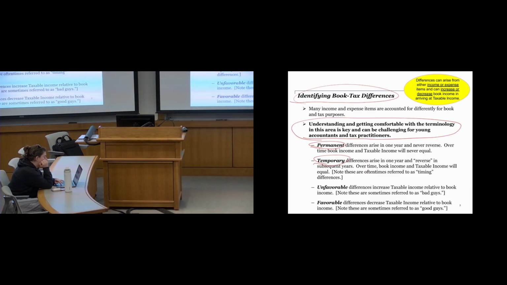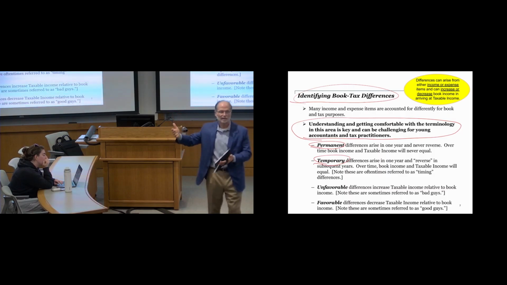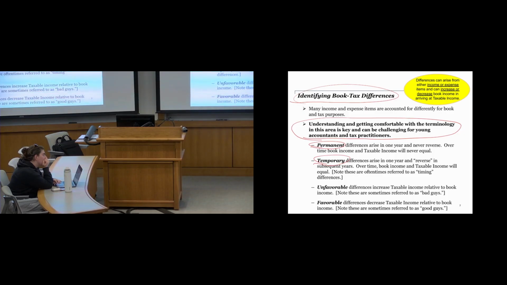It might start off as one's higher than the other, but for them to equal, they have to switch. That's when people call that reversing. The timing difference is reversing, i.e. it's catching back up because you've got to get to the same number in that instance. So permanent never equals over time. Temporary always equals over time. And you're going to be one of the two. The difference is either timing or permanent. There's no outer space.